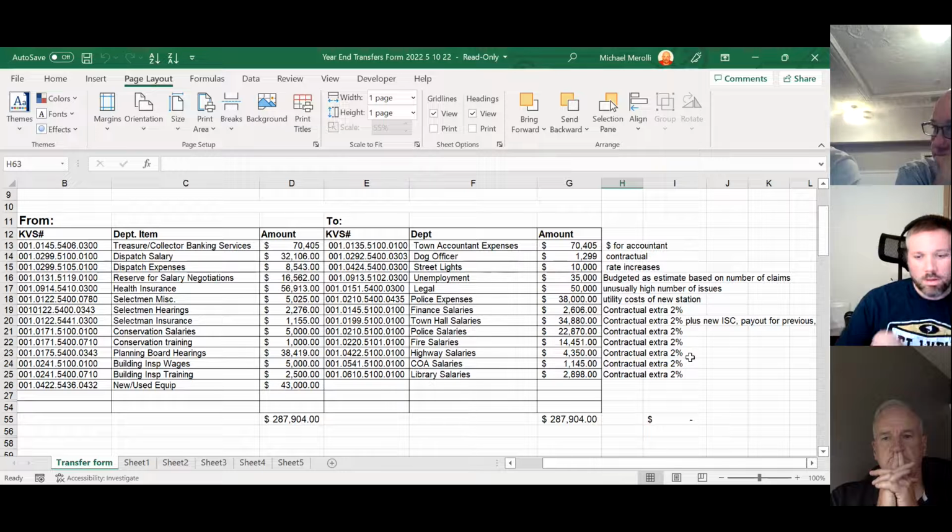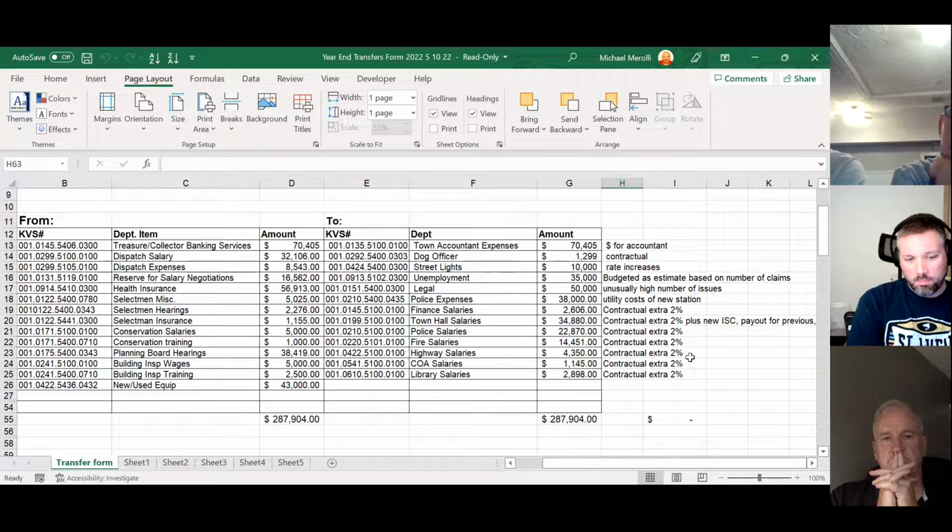That's all the salaries, finance salaries, the library salaries. They got a 2% increase, and that's why this money. Correct. Okay, so let's back up to the other side.